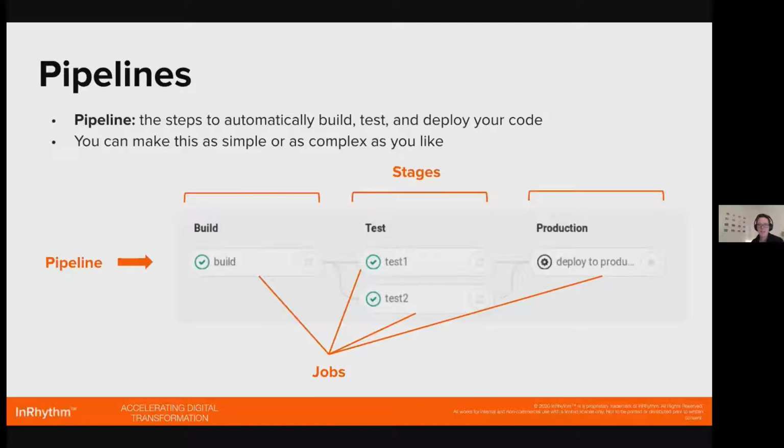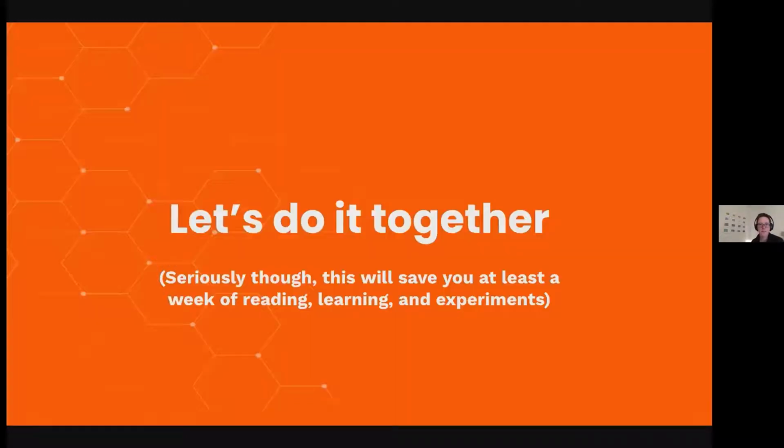Now this all revolves around the magic of pipelines. That's the steps to make this happen. You can see here a screenshot of a pipeline. You can see 3 stages. These are the columns. And each of the stages is composed of one or more jobs, as they're called. Now, I just want to emphasize these can be as simple or as complex as you like. I'll be going through a pipeline a little later in this presentation and how to set it up.